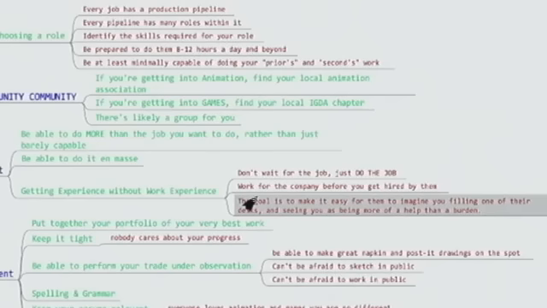The goal is to make it easy for them to imagine you filling one of their desks and seeing you as more of a help than a burden, right? You got to be able to, through your work and through your portfolio and through your work output, show them that you're already working for them. They just haven't paid you yet. They're just not paying you on a regular basis. You're just not in one of their buildings yet. That's what you have to be, if you want to break into the industry.